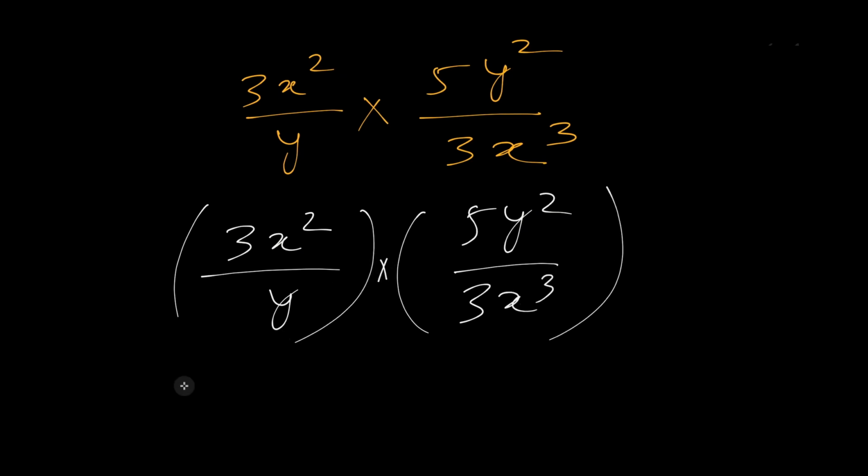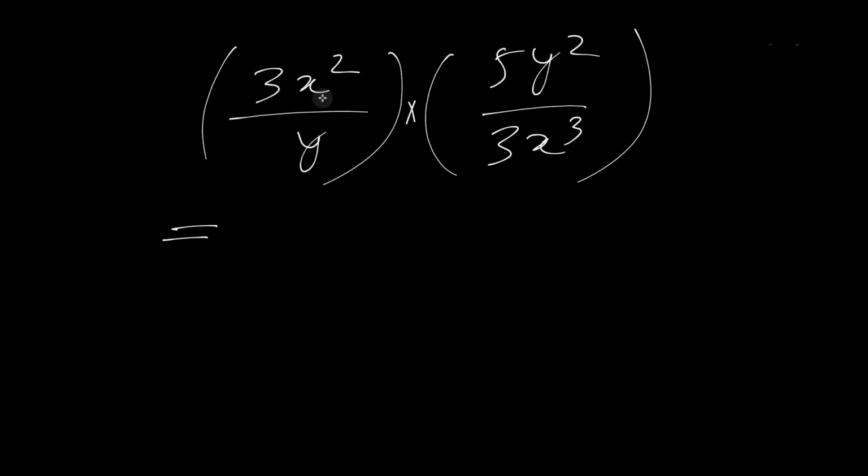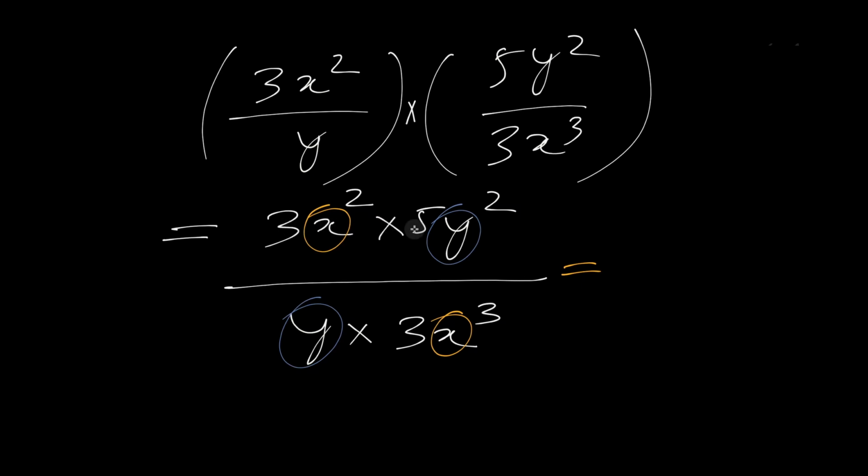In case of multiplication, we can write in a simple format. Let's say all these are numerators and these are all denominators. So I'm going to write 3x square into 5y square divided by, okay, this is going to be y and this is going to be 3x cube. Now in case of adding and subtracting powers, we have to keep in mind that we have to take the same kind of variable. We should not take a different variable. Here it is y, here it is y, here it is x, here it is x. Now I'm going to write the same thing, 3 into 5 as it is.